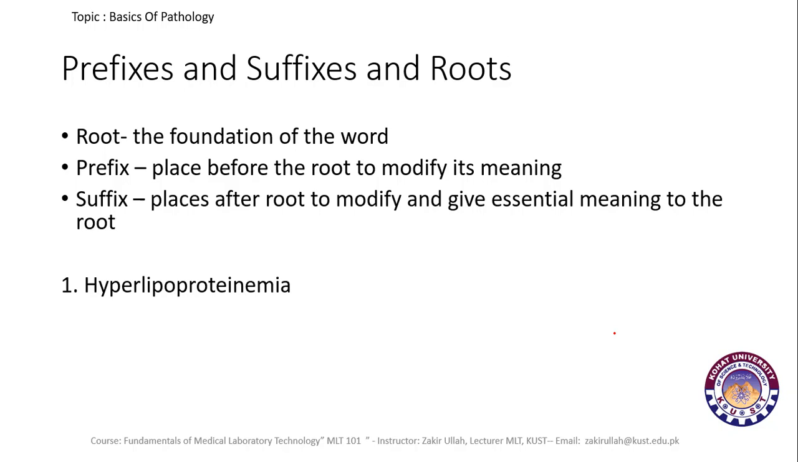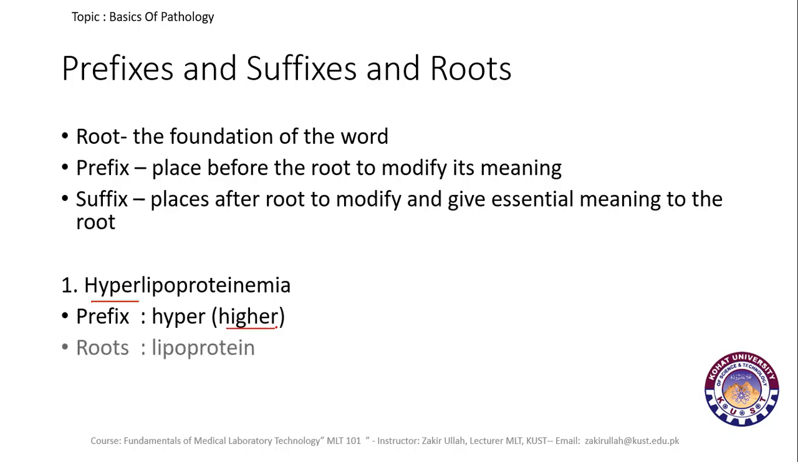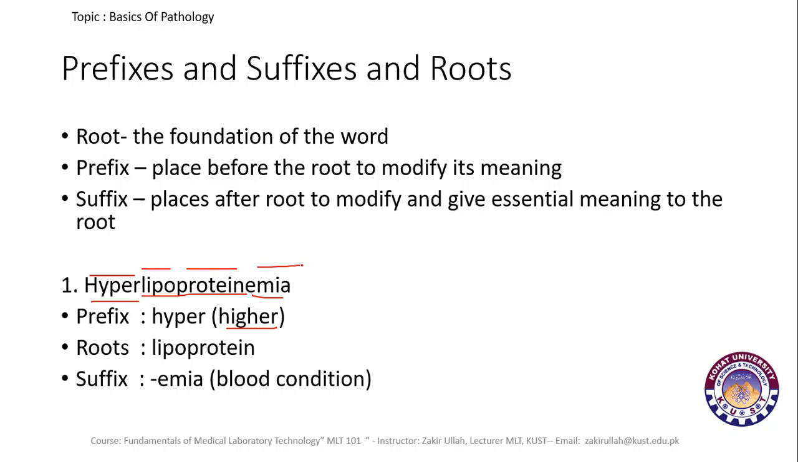For example, this is a term: hyperlipoproteinemia. Here the prefix is hyper, which means higher, and the root is lipoprotein, and the suffix is emia. Emia means blood. Lipo is taken from lipids, and protein is protein, and emia means blood. This means an increase of lipids and proteins in the blood. So, this is how prefixes and suffixes are used to modify any word and to give the name of the condition.